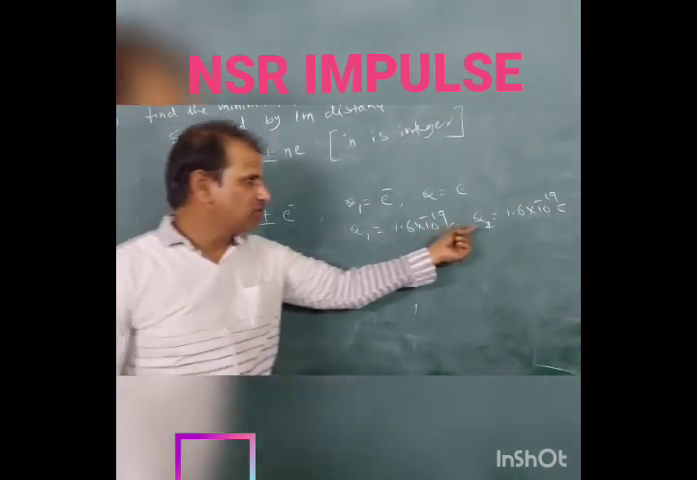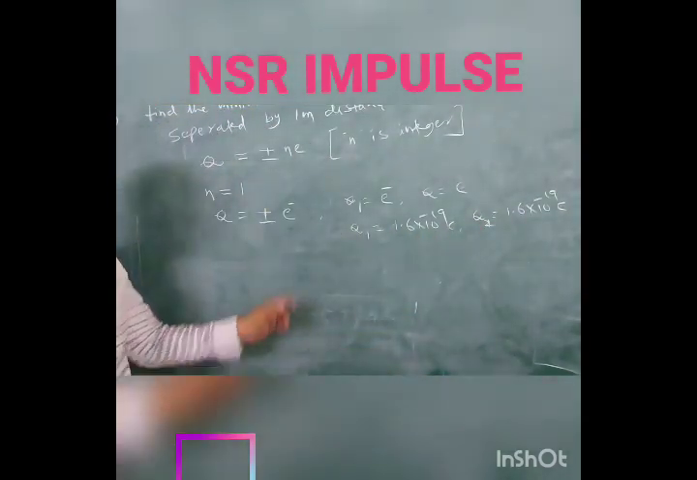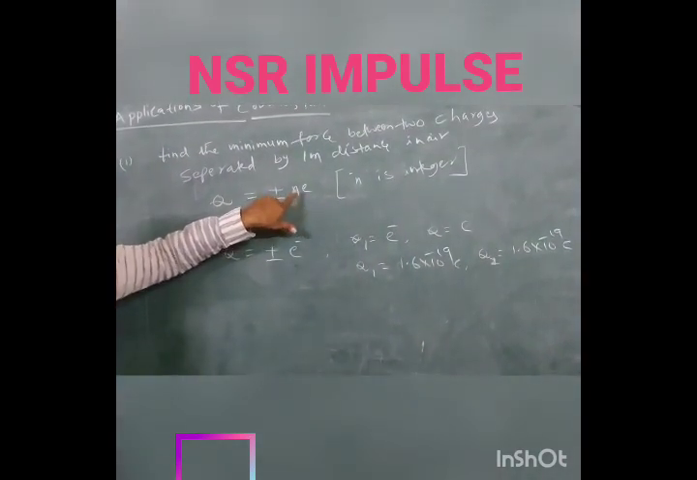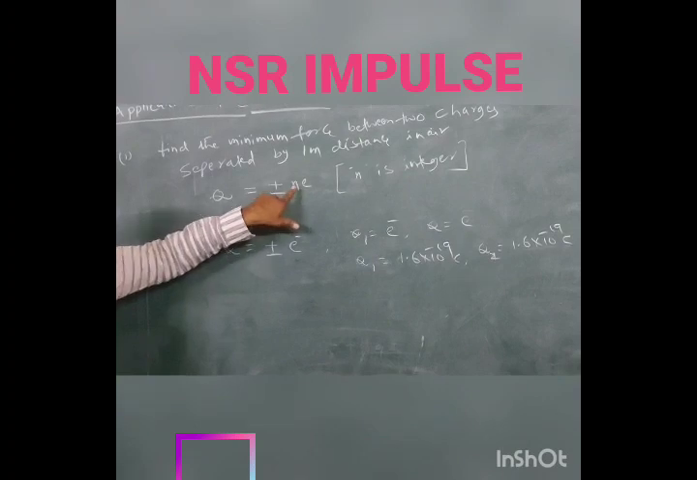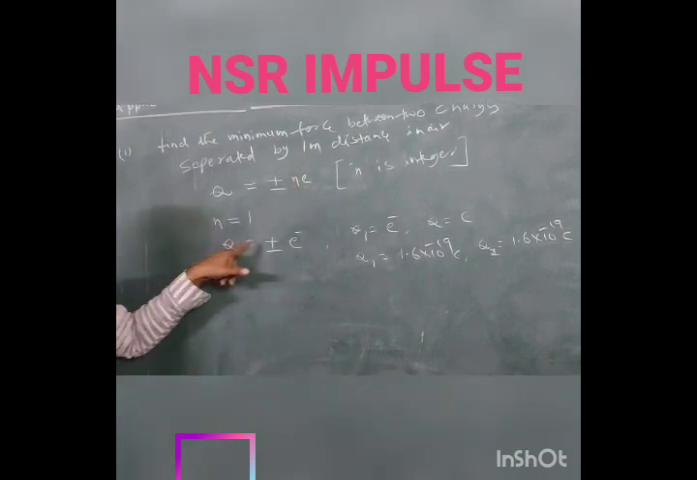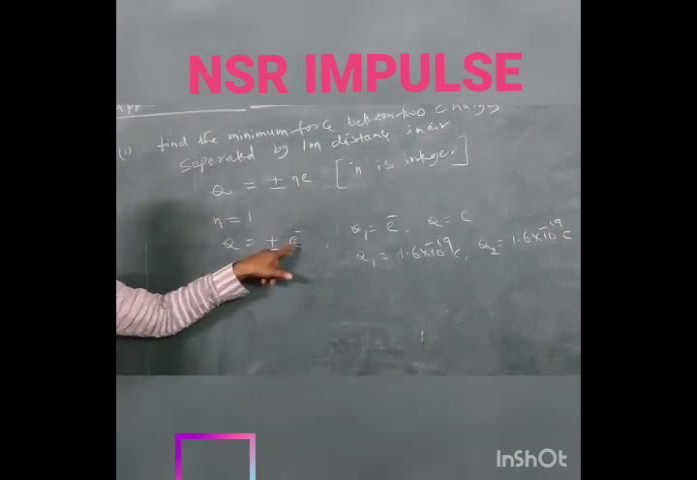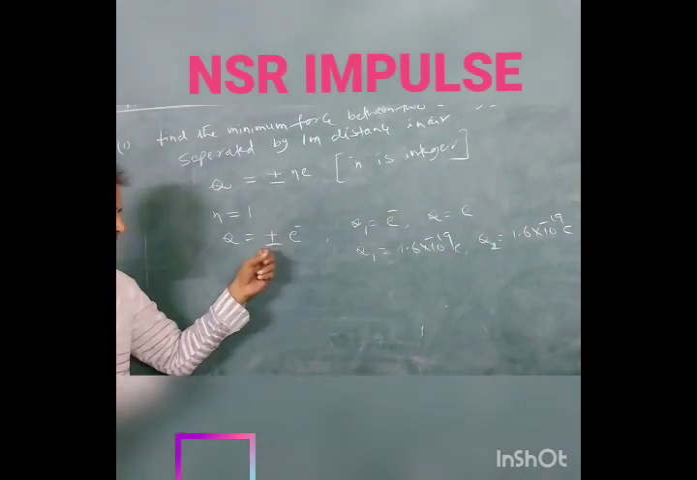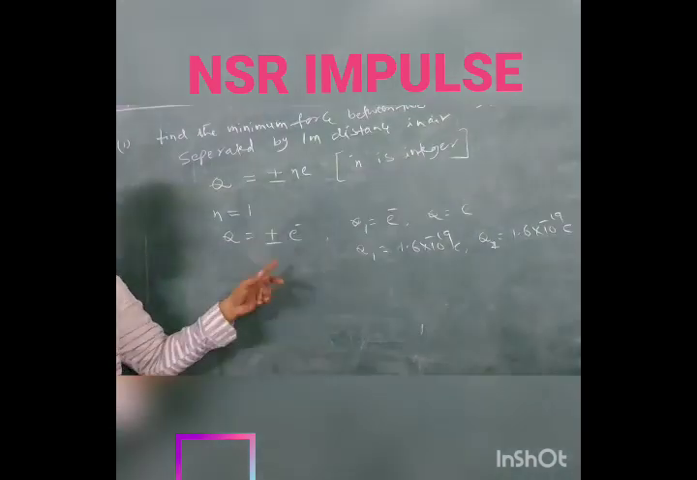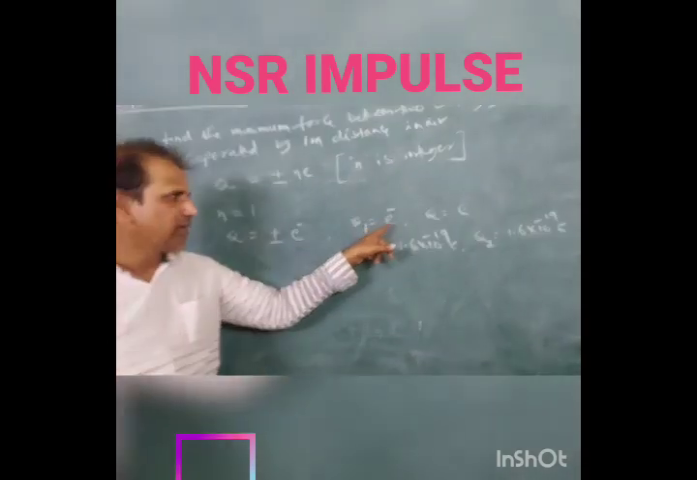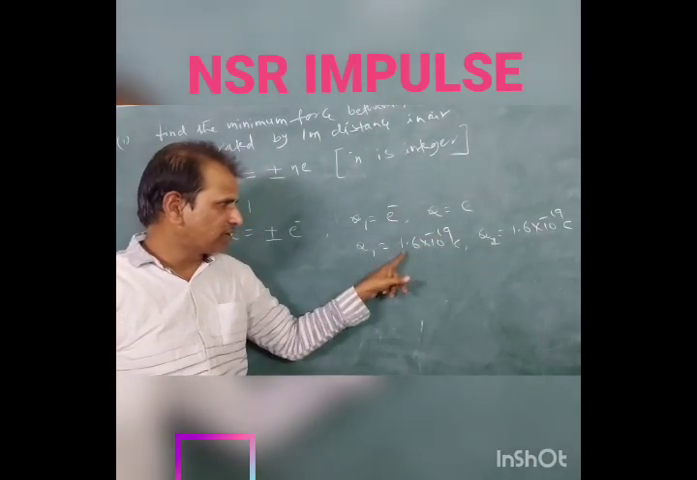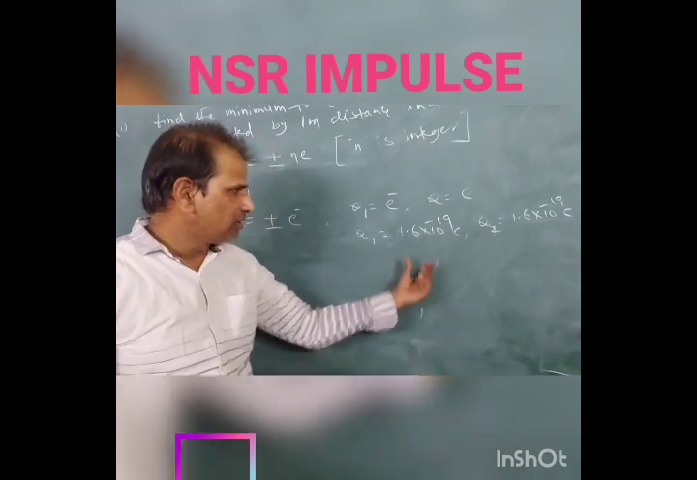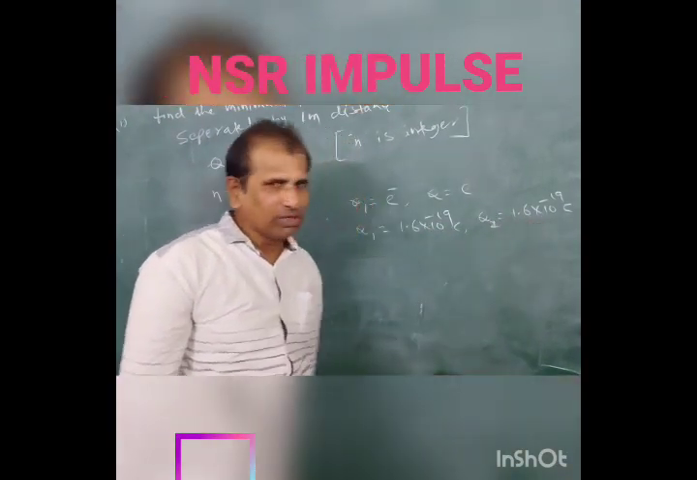Why should we call these two the minimum charges? Because the minimum number in the integer set for n is 1. What is the minimum value of n? n is equal to 1. That's why Q is equal to plus or minus e. So it can be two positive charges or two negative charges, but anyway they must be equal to the electron charge. That's why the electron charge is 1.6 into 10 power minus 19 coulomb. This is the minimum charge available, one electron.